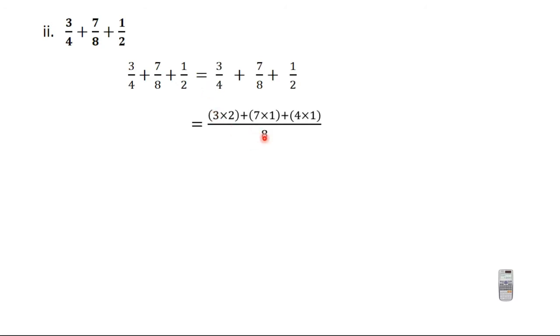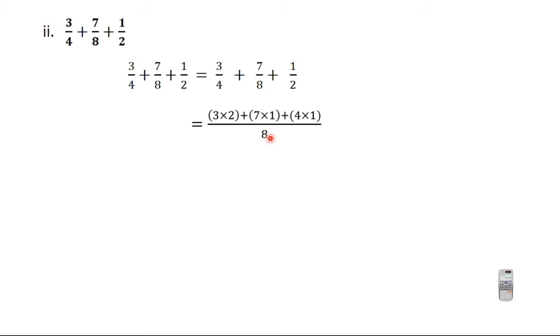So here our LCM is 8. So we are going to begin as we did for the previous example. 8 divided by 4 will give us 2. Then you multiply that by 3. So you are going to have 2 times 3 or 3 times 2. You already have the addition sign here, so plus. Now 8 divided by 8 will give us 1. You multiply that by the numerator here, which is 7. So we are going to have 1 times 7. Then plus 8 divided by 2 will give us 4. You multiply your answer by 1, which is the numerator here, so 4 times 1.